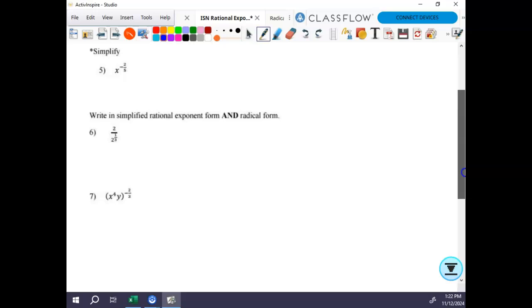Now, let's look at this one. I want to simplify this. Since that is a negative exponent, I can rewrite it as 1 over x to the 2/5 power. But I cannot leave a fractional exponent in the denominator. That's like leaving a radical in the denominator.